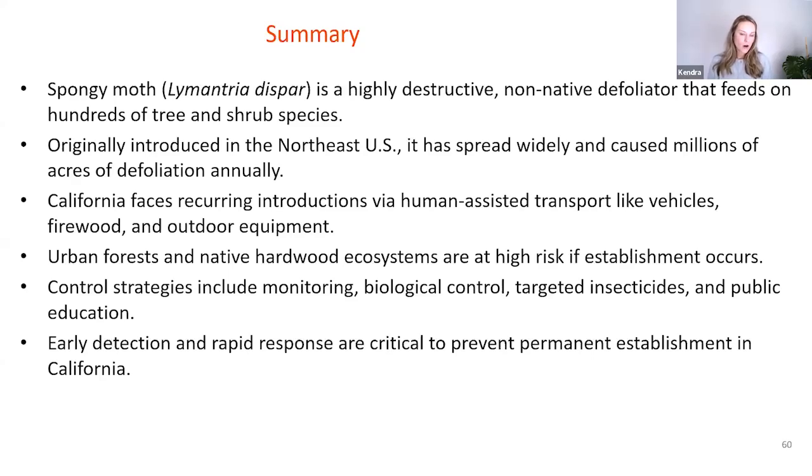Urban forests and native hardwood ecosystems are at high risk if establishment occurs. Control strategies, including monitoring, biological control, targeted insecticides, and public education, can really help out with pest populations like this. And then finally, early detection and rapid response are critical to prevent permanent establishment in California.